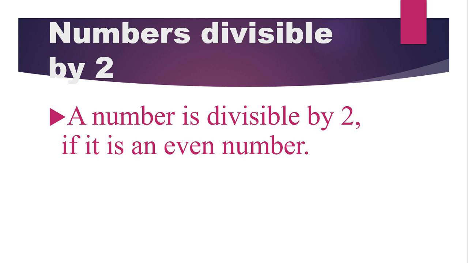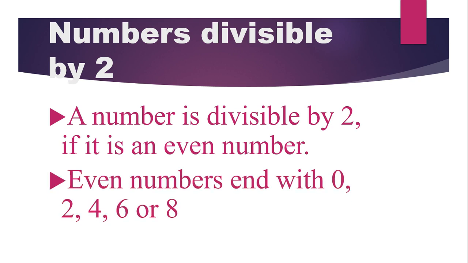So every number that is divisible by 2 has to be an even number, and every even number is divisible by 2. Now, how can we identify an even number? What is it that can make us know very quickly that a number is even? So look at this. Even numbers end with 0, 2, 4, 6, or 8. Any number whose last digit is 0, 2, 4, 6, or 8 is an even number and is automatically divisible by 2.